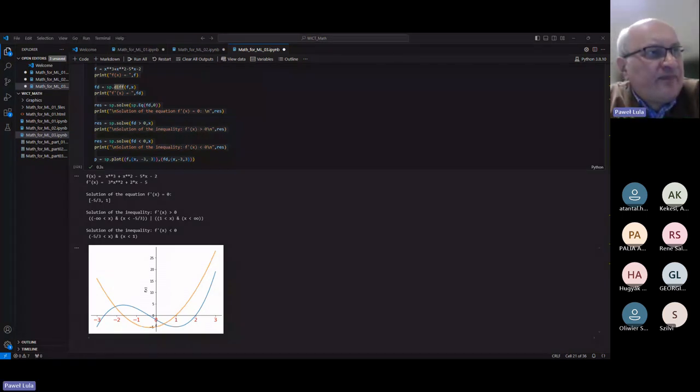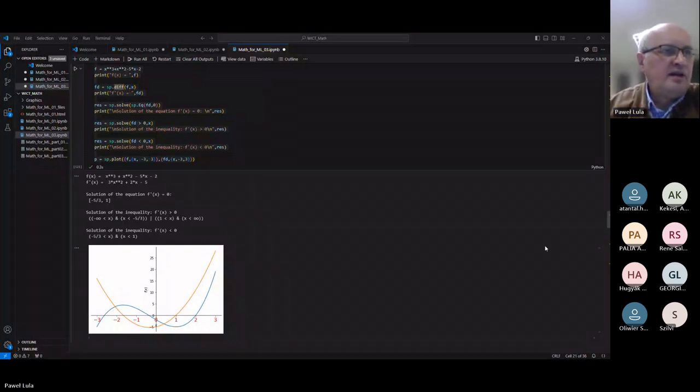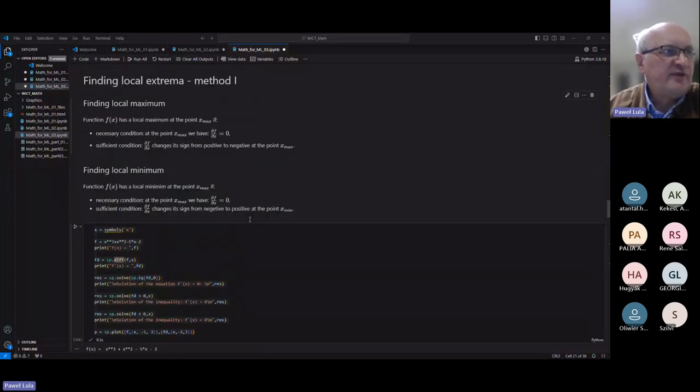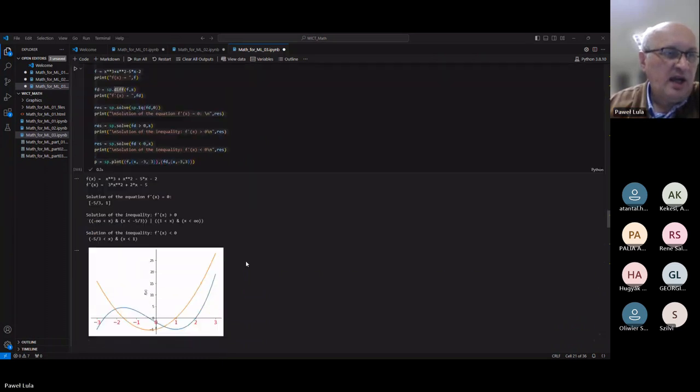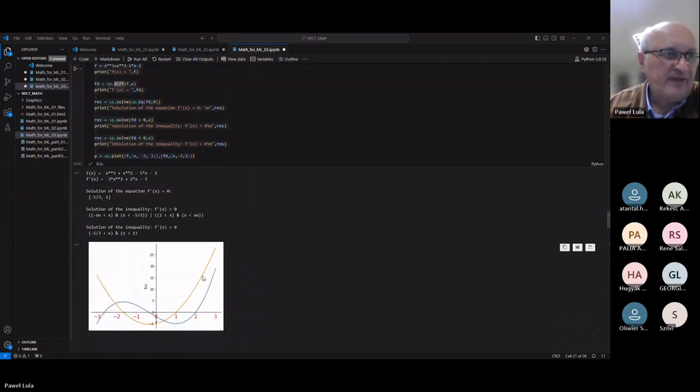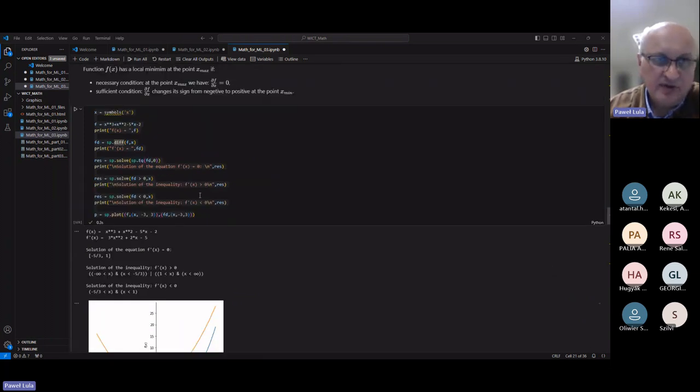Good evening again. So I'm going to continue. Using this method, we tried to solve our problem. We tried to find local extrema. I showed you the situation on this picture, but also I prepared a program which I used for generating this picture and for solving this problem.